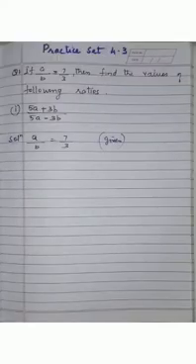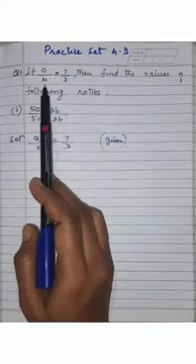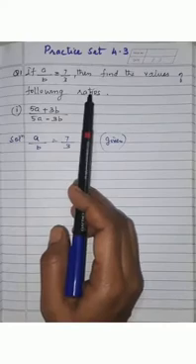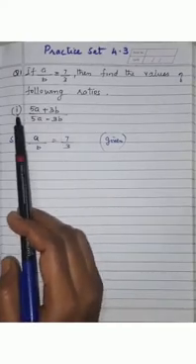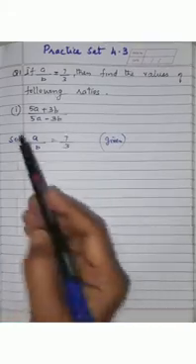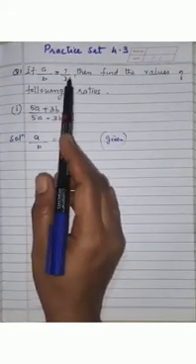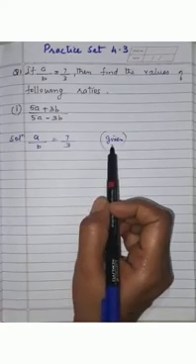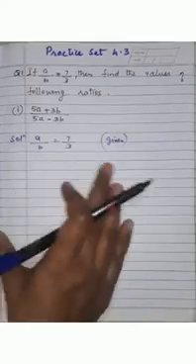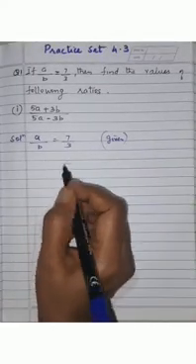Now students, let us start with our practice set 4.3. Question number 1 is, if a upon b is equal to 7 upon 3, then find the values of the following ratios. Here the first sub question is 5a plus 3b upon 5a minus 3b. So let us start with the solution. As it is given to us, children, that a upon b is equal to 7 upon 3. There are different methods, children, but I prefer this method, which is easier for you to understand.